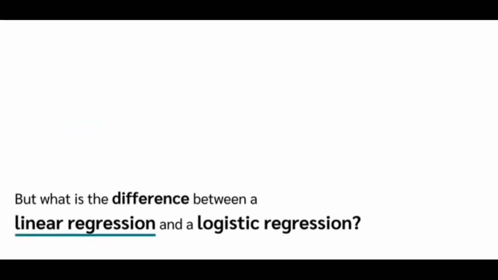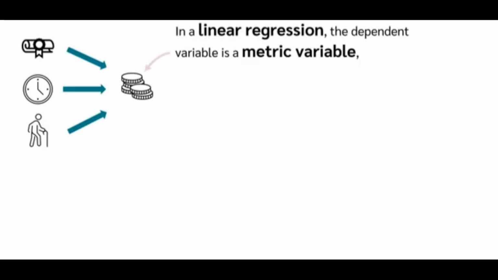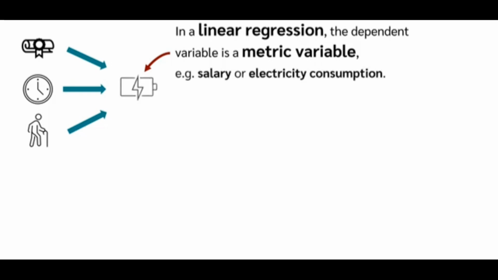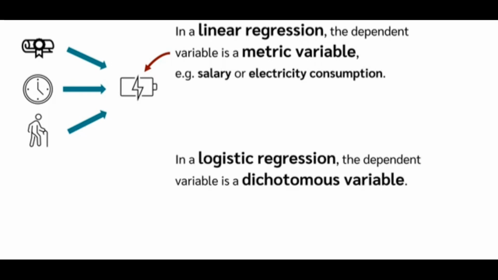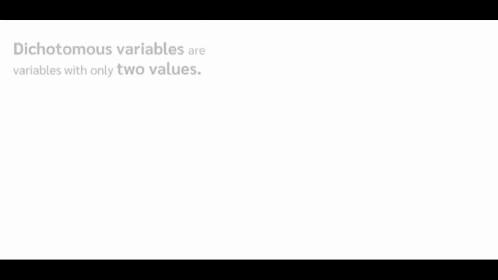But what is the difference between linear regression and a logistic regression? In a linear regression, the dependent variable is a metric variable. For example, salary or electricity consumption. In a logistic regression, the dependent variable is a dichotomous variable. What is a dichotomous variable? Dichotomous variables are variables with only two values.